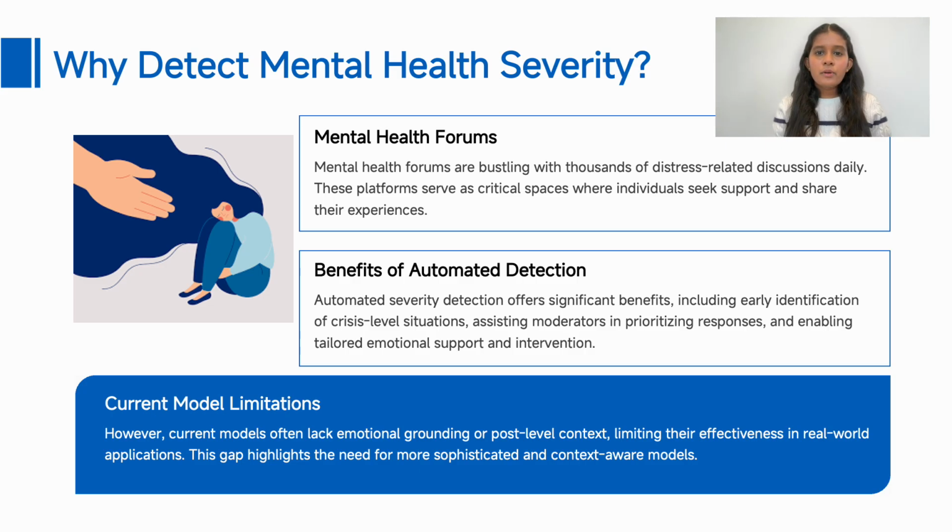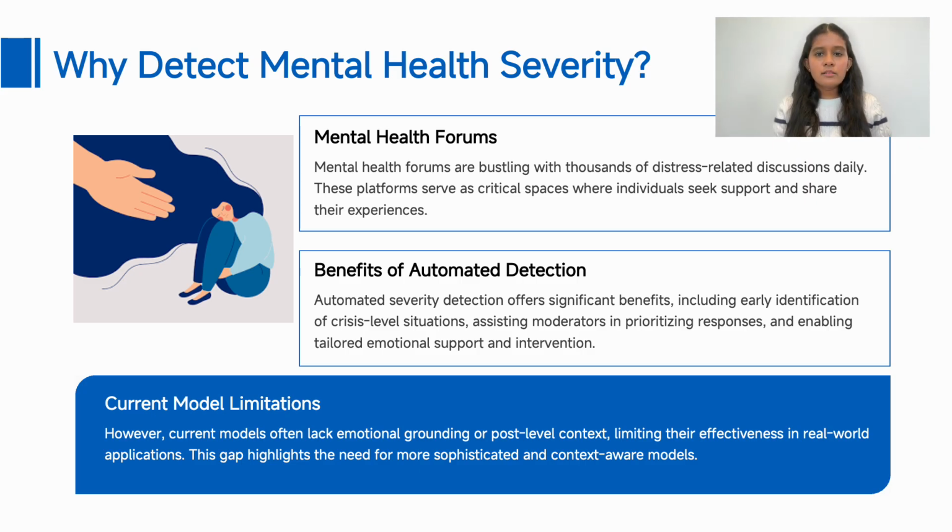Mental health forums have become safe spaces where thousands of people like you share their emotions every day. They aren't just conversations, they are emotional signals, sometimes subtle, sometimes urgent. Because of the large volume of posts, automated detection becomes extremely valuable. If a system can identify when someone is in severe distress early, it can help moderators prioritize responses, offer timely support, and potentially prevent harmful situations.